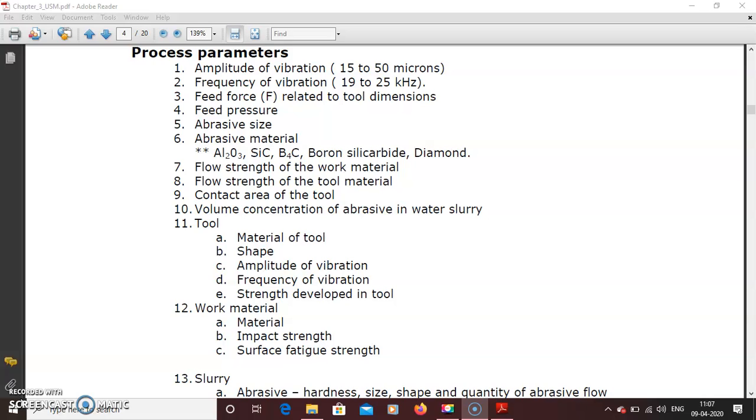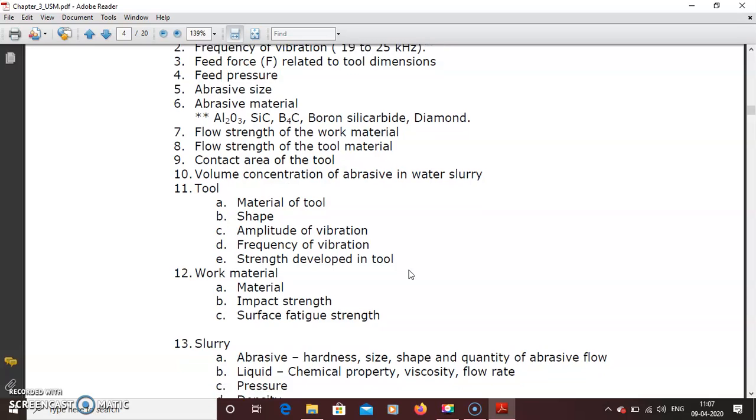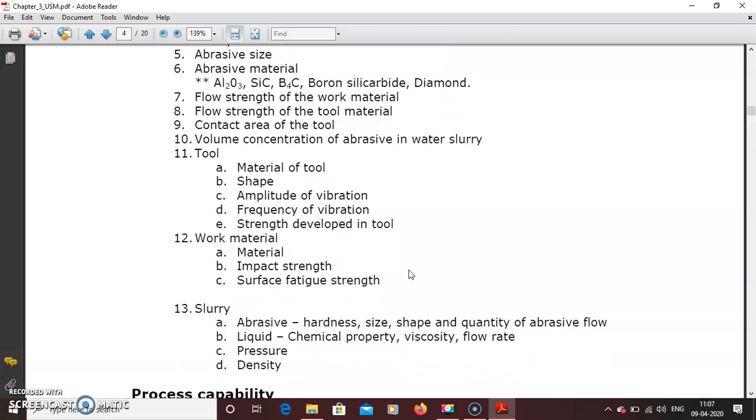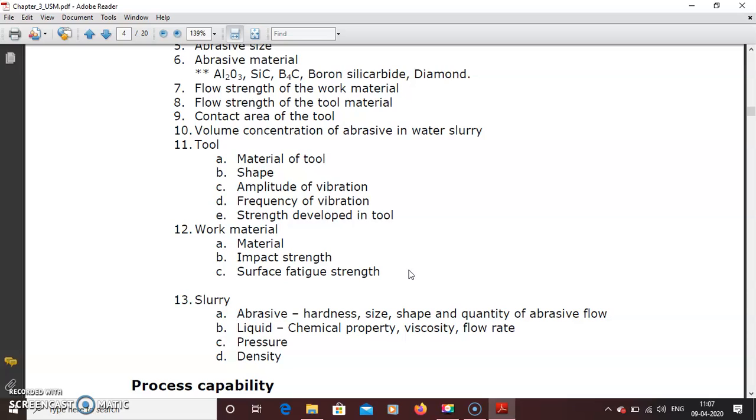The next is the work material: material property, impact strength, surface fatigue strength. Then slurry. Slurry means a mixture of the abrasive and liquid. Here we are using abrasive with different hardness, size, shape, and quantity of abrasive flow. All these parameters have an impact on the final quality. Then the liquid: its chemical property, viscosity and flow rate, pressure and density.